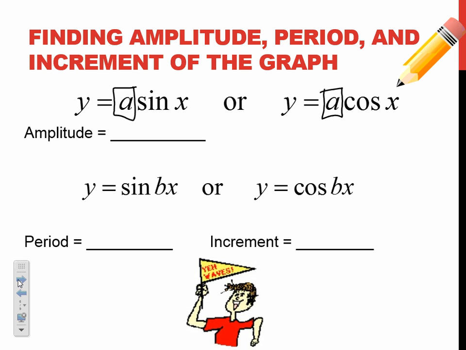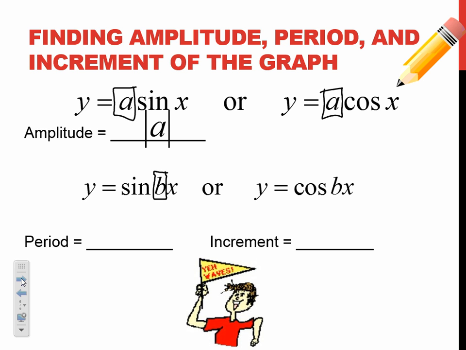Remember, that's how high up the wave goes. So if we want to figure out the amplitude, we take the absolute value of that a. So basically we make sure it's a positive value because we're finding a height of that wave. Now to figure out the period, or how long it takes to cycle back to where it starts, we're going to take a look at a different part of this equation.